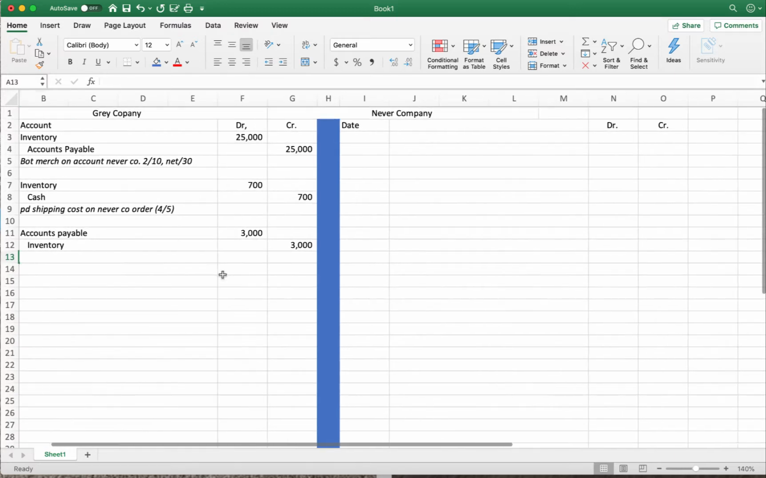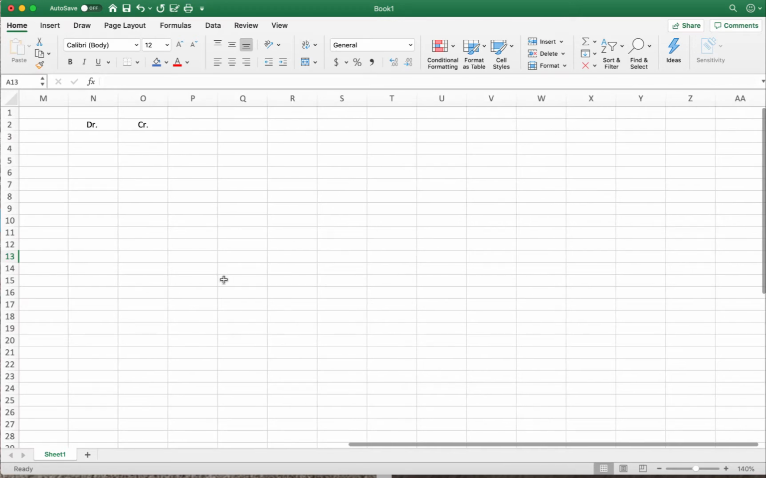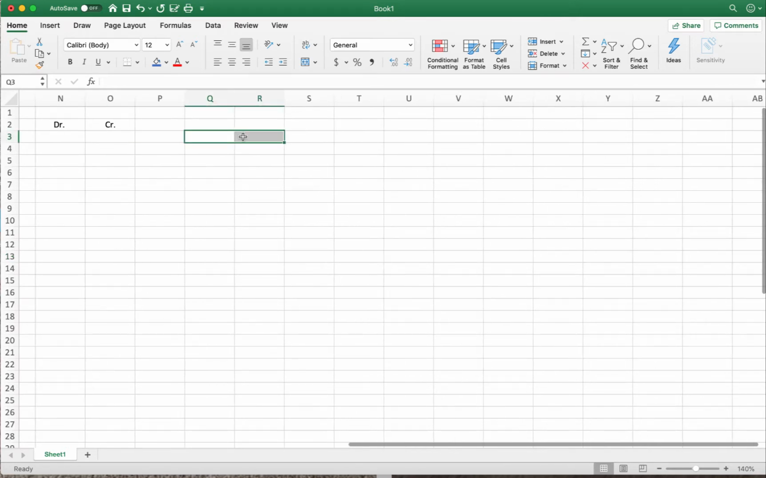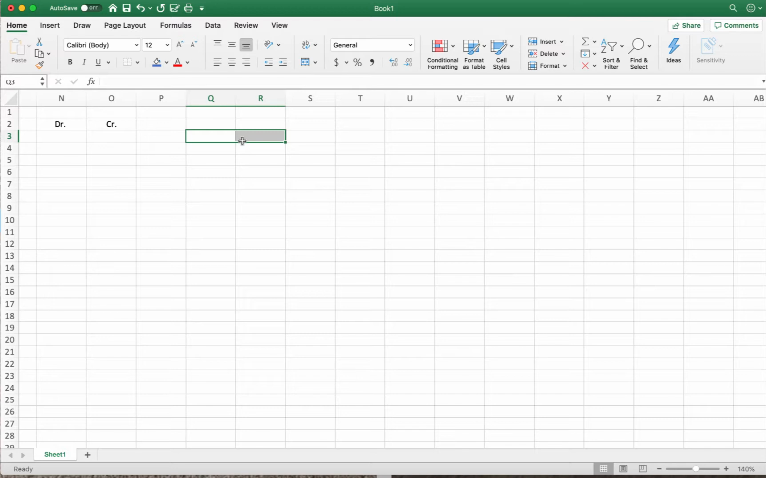So I want to move over and I'm going to create two T accounts. Okay, how do you create a T account? Well, very simple. Here's how I do it. I pick two cells. I'm going to pick Q3 and R3. I'm going to click Merge and Center. I'm going to type in inventory. Okay. I want to make sure that I have a bottom border underneath inventory. How do I get that? I come right up here to my ribbon and notice it says bottom border. Just click on it. Okay.